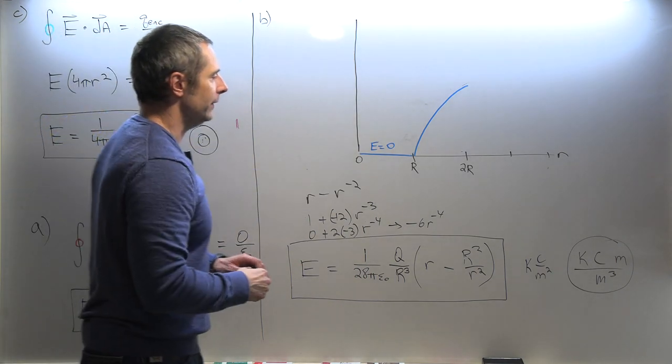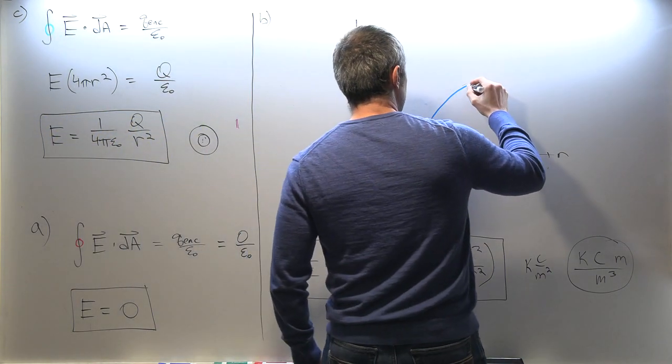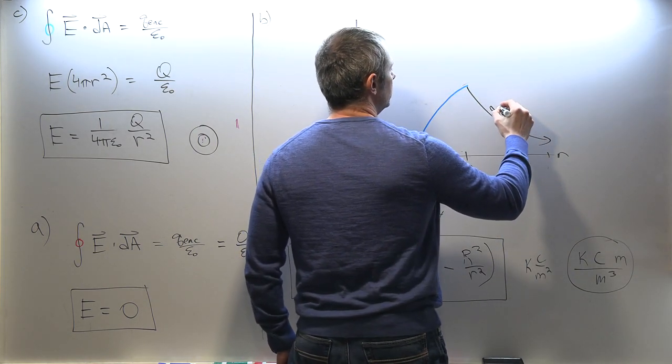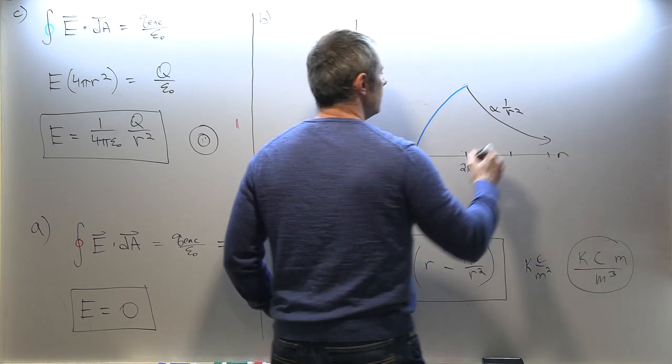You know that. We've dealt with that before. So this will be down like this. And here we could definitely label this proportional to 1 over R squared.